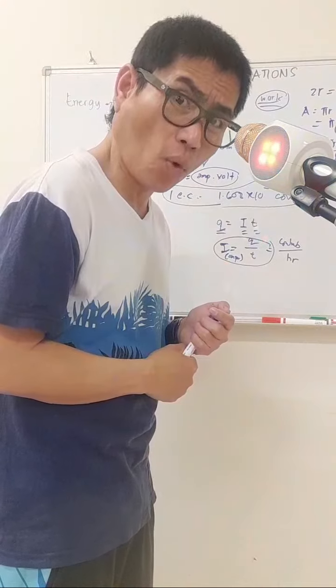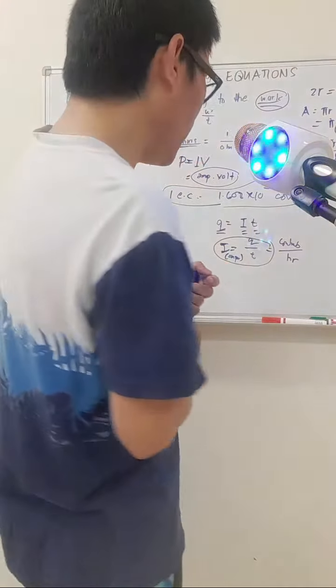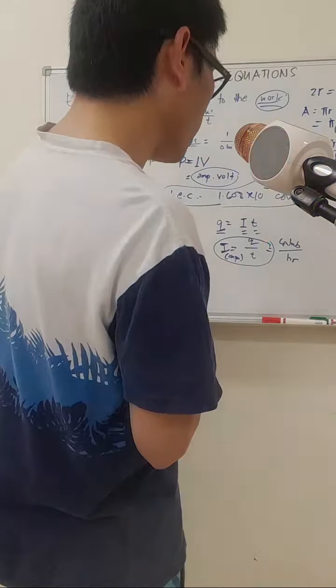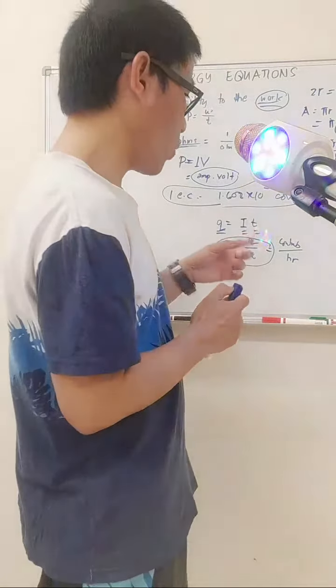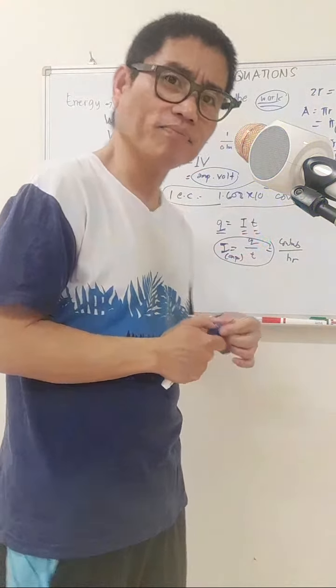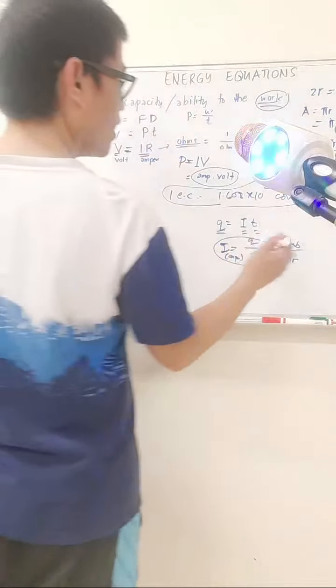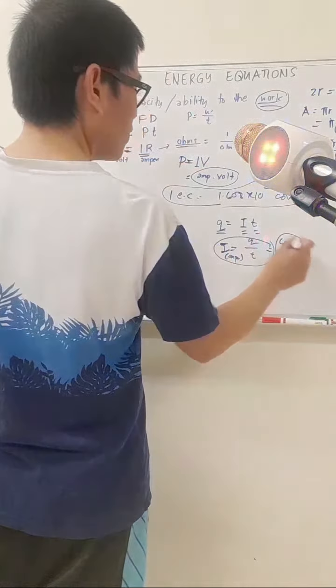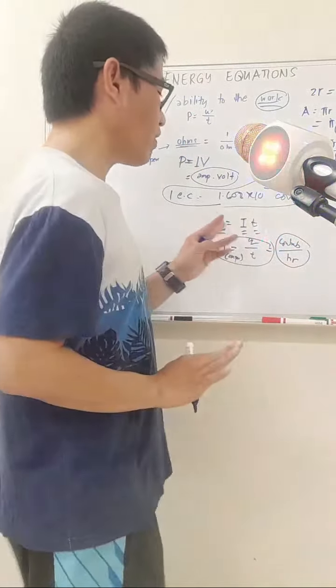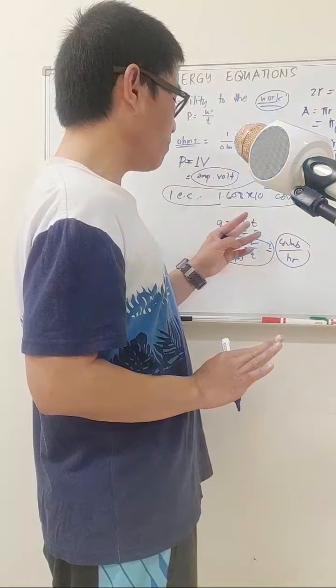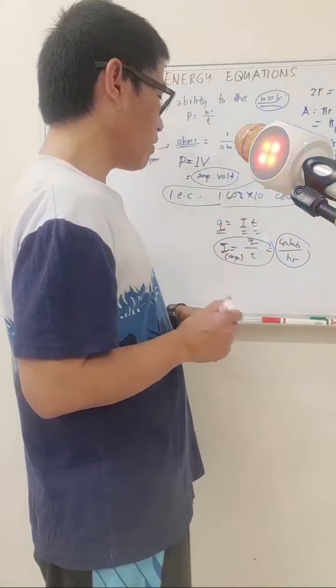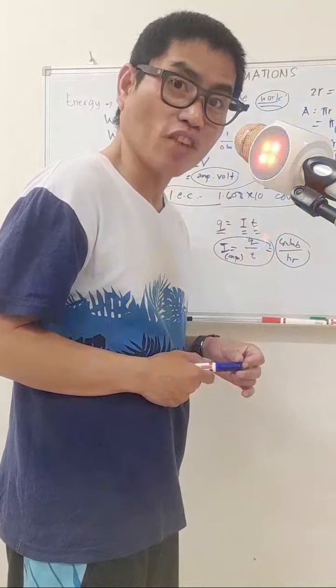So therefore, Coulomb per hour is the unit of our current in this equation. Okay? We said that Q, electric charge, equals I times T. So we can say also that 1 Coulomb is ampere second.